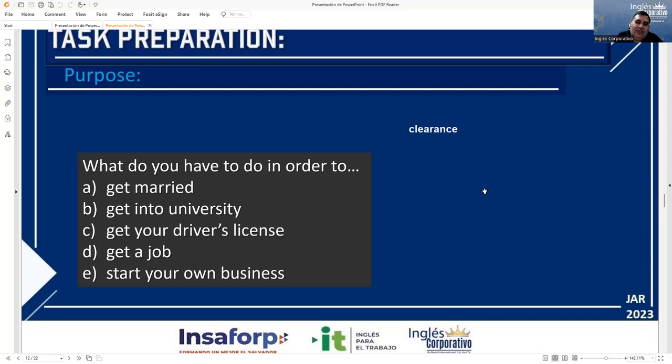What do you have to do to get into university? Well, first, you have to get an application. You have to finish high school. You have to pass all of the subjects. Then you have to file an application to university. Okay, and then you have to take exams. You pass the exams, you have to see the list if you are accepted. Then you have to pay. You have to enroll in classes and you have to attend.